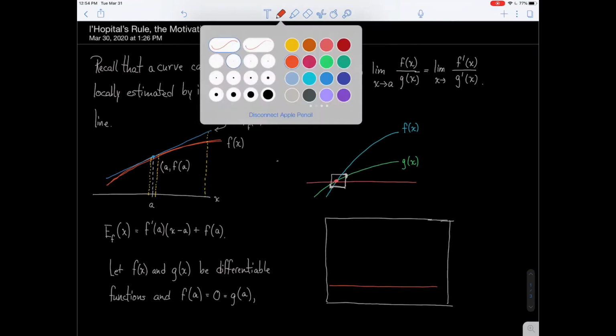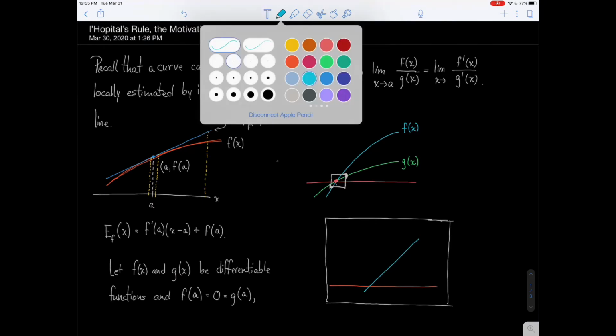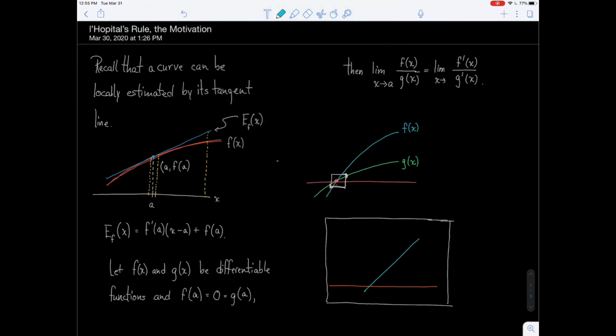And then I have my blue. But now, notice that the tangent line in here, I'm going to try to draw it, is about that steep, right there where it crosses the x-axis. And so this now is no longer f of x, it's f of x approximated by a straight line. So we're going to call it EF of x.